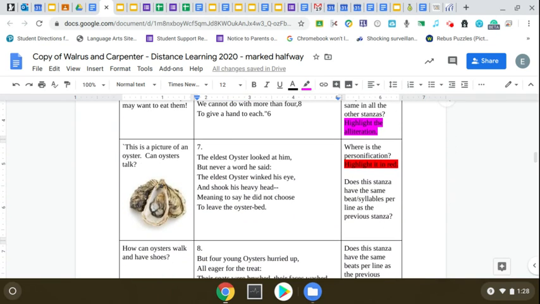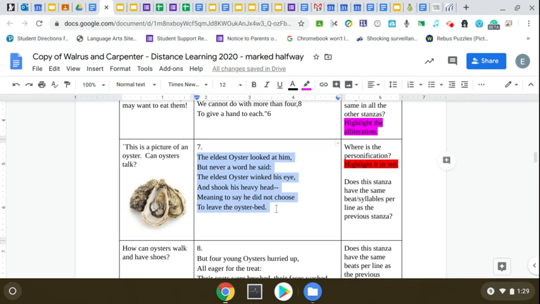Stanza 7. This is a picture of an oyster. Can oysters talk? Let me read this here. The eldest oyster looked at him, but never said a word. The eldest oyster winked his eye and shook his heavy head, meaning to say he did not choose to leave the oyster bed. Okay, where is the personification?